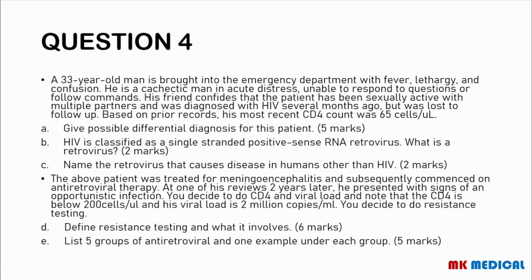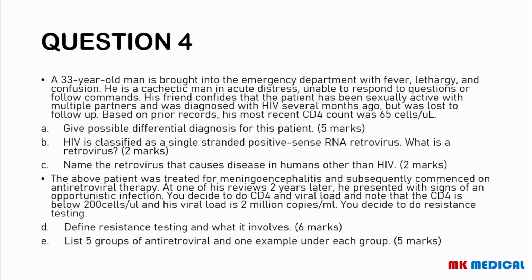Or rather, I skipped the question. Name the retrovirus that causes disease in humans other than HIV. So you have what is known as human T-cell lymphotropic virus, or you can call it human T-cell leukemic virus. So with resistance testing, it's a test that's going to be done in order to determine whether a patient that has HIV has a mutated form of the virus that doesn't respond to antiretroviral treatment.